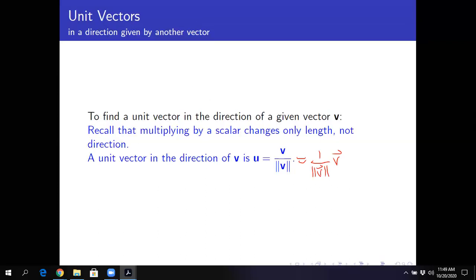Okay, any questions on that? So if I want a unit vector in the same direction of a given vector, I have to multiply by 1 over the length of that vector. And that will give me a unit vector in that direction.